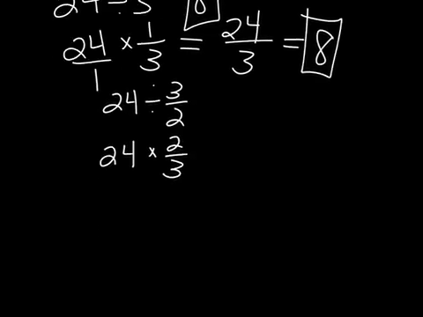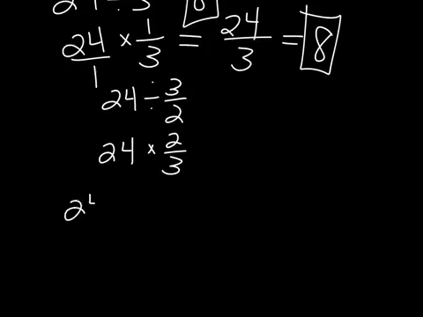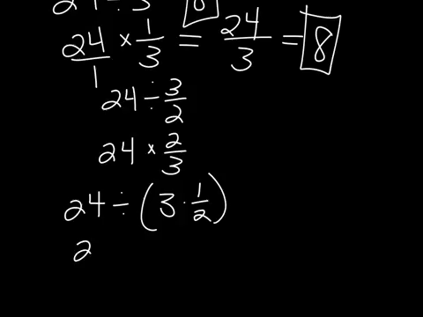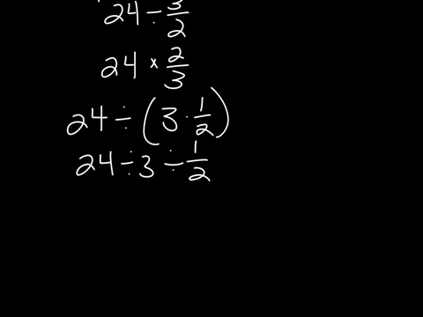And here's another reason why we can do that. 24 divided by 3/2 is the same thing as 24 divided by, and I'm going to change 3/2 to be 3 times 1/2. So I am actually taking 24 divided by both of these. So it's actually 24 divided by 3, then divided by 1/2. Okay, so this is a little involved here. But we know that 24 divided by 3 is 8. Okay, and then divided by 1/2.